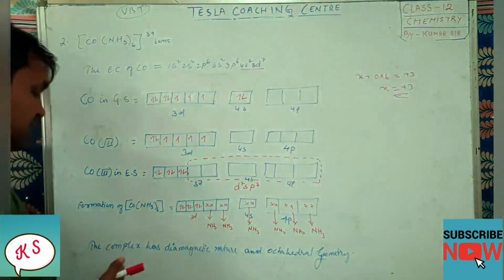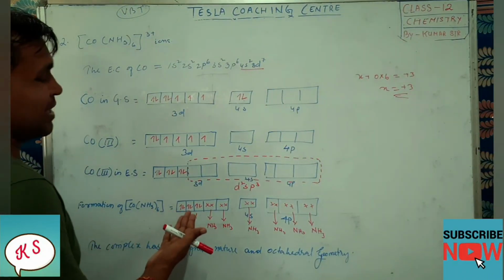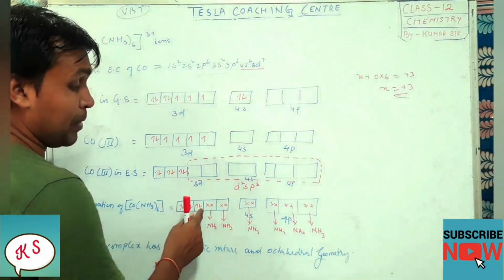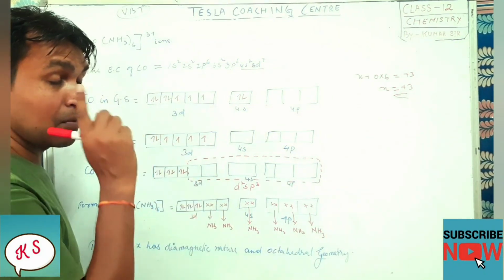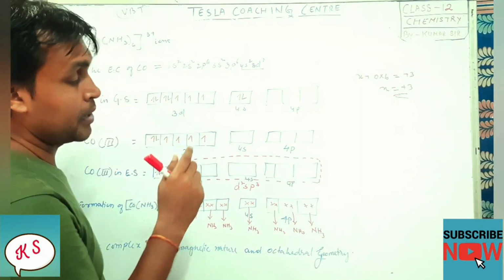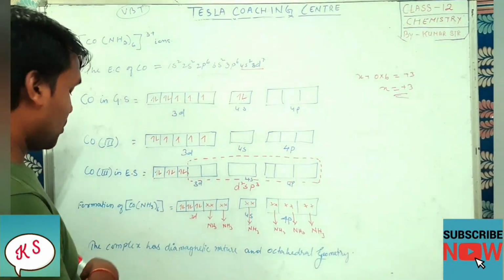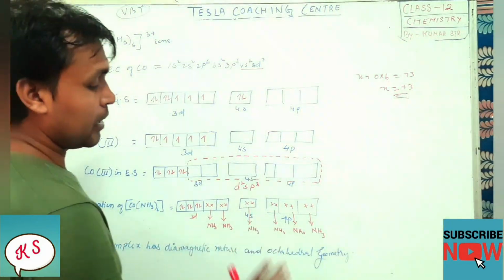Okay now, what will be the nature of magnetic behavior? Magnetic behavior will be diamagnetic, because all are paired up. If even one single electron is there, then it will be paramagnetic. But here there is no single electron, all are paired up. So we will write the complex has diamagnetic nature.